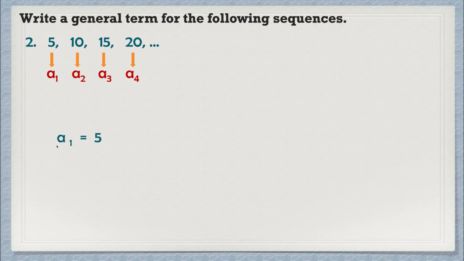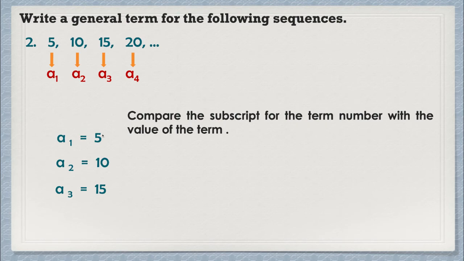So again, a sub 1 is equal to 5. Second term is 10. Third term, denoted by a sub 3, is 15. Okay. Now, let's compare the subscript for the term number again with the value of the term. So, the subscripts are 1, 2, 3. And then the values of the term are 5, 10, 15. Okay, so let's compare them. So, if the subscript is 1, the value of the term is 5. If the subscript is 2, the term is 10. If the subscript is 3, the value of the term is 15.